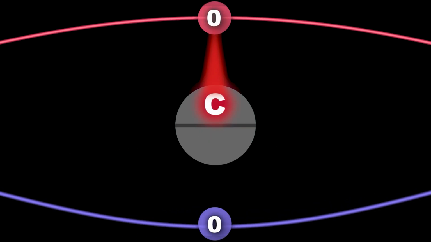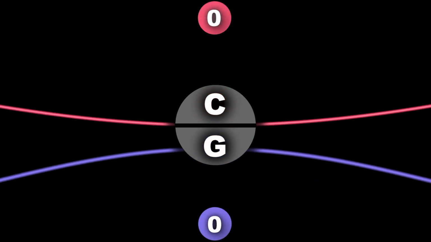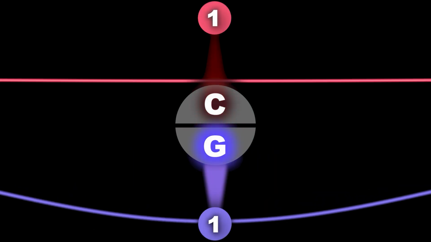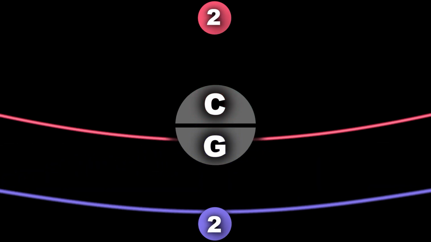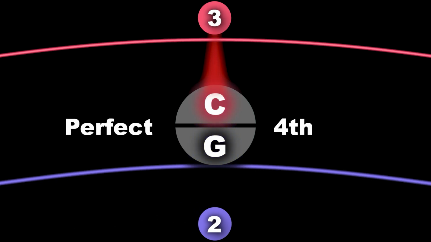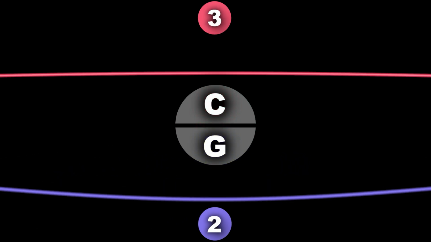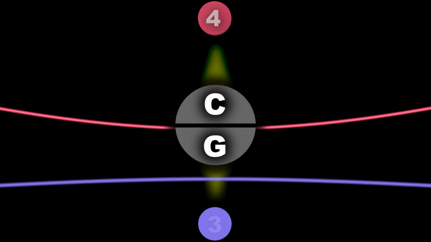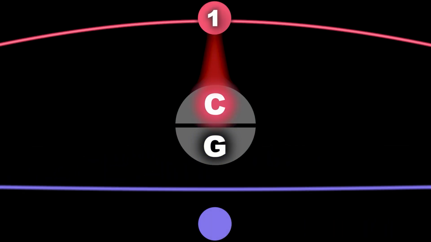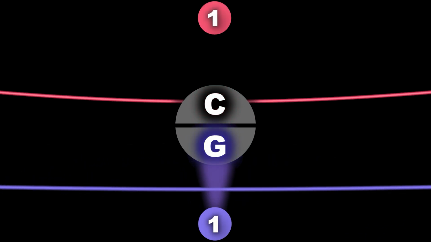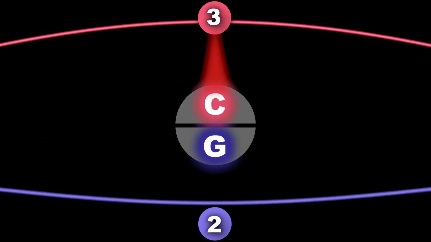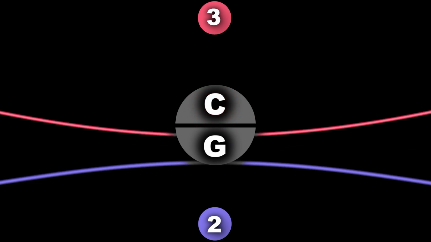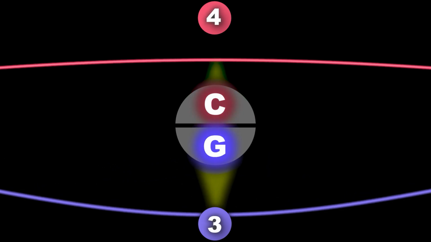Now, if we place C above G instead of below it, we double the frequency of C. It moves up an octave. We can call this interval an inverted fifth, or a perfect fourth, which has a ratio of 4 to 3. 4 cycles of C for 3 cycles of G. Since the fifth is considered perfect, so is the fourth.